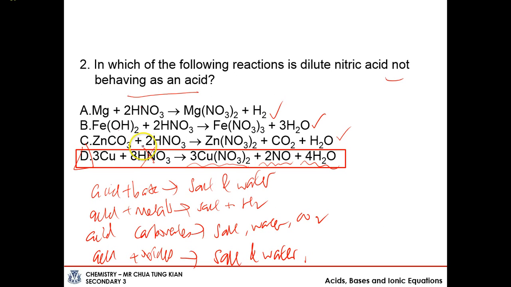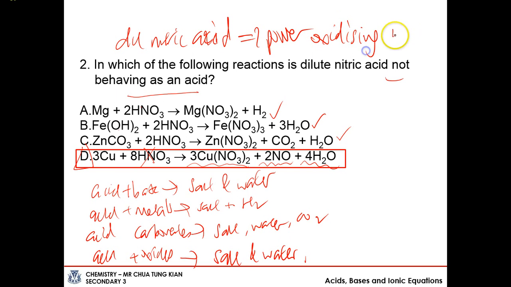So in this reaction, what is actually happening? Dilute nitric acid is in fact a very powerful oxidizing agent. Being a very powerful oxidizing agent, it doesn't undergo a typical acid metal reaction. It oxidizes the copper to something else, and during the reaction I have nitrogen oxide being released as well. This will be covered more in the A levels.